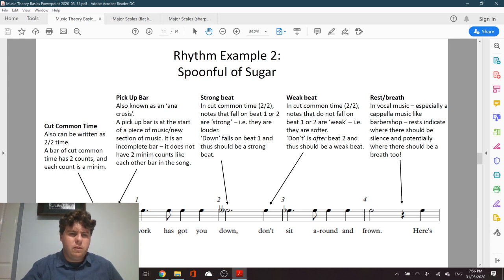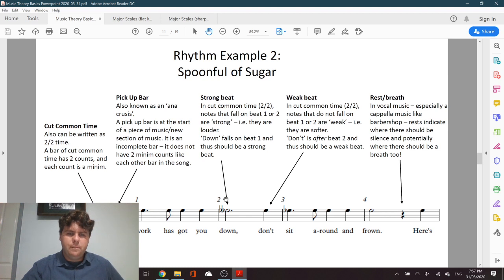This one's different, it's only half as long. So it's called a pickup bar. A pickup bar can be any length. Well, it has to be shorter than the normal bar length. In this case, it's usually half or a third or a quarter of what the normal bar is. So in this case, we start with an incomplete bar, or a pickup, or an anacrusis. Okay, moving on.